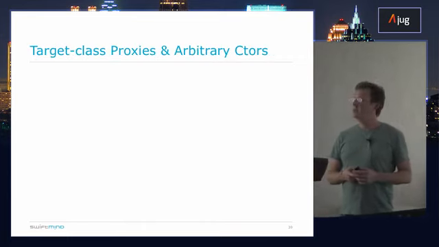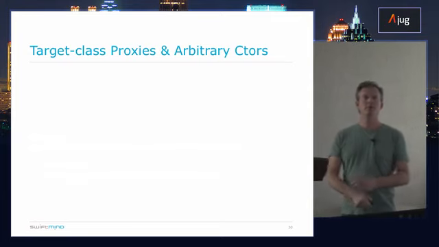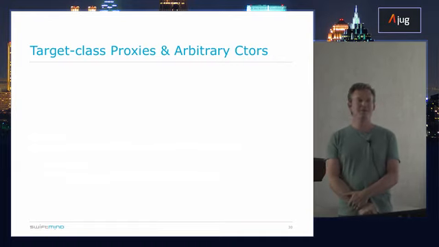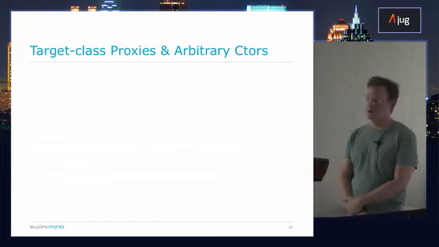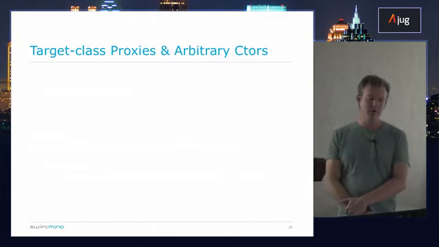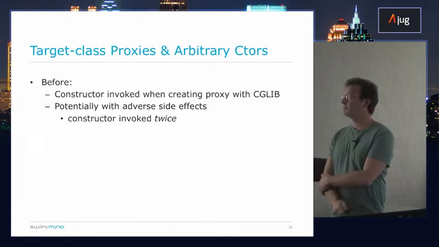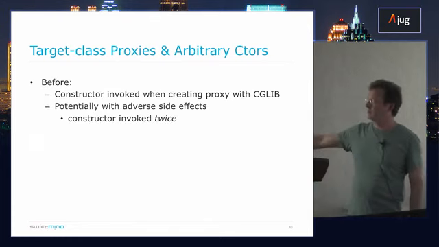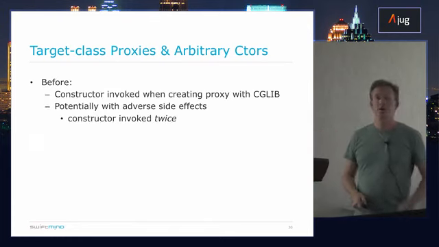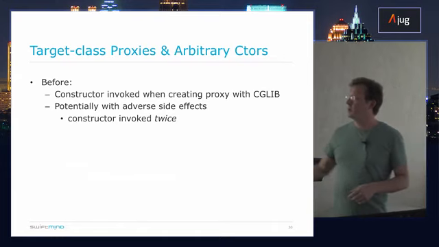In terms of proxies, who's used target class-based proxies, so CGlib? Is anyone aware of that going on in their code base? A few people. So there are a few limitations in the past in terms of arbitrary constructors and target class proxies. So previously, CGlib has been used for that, so code generation library, but with some side effects.